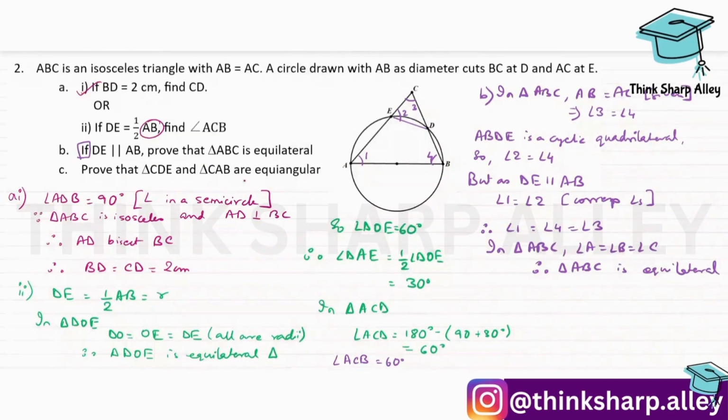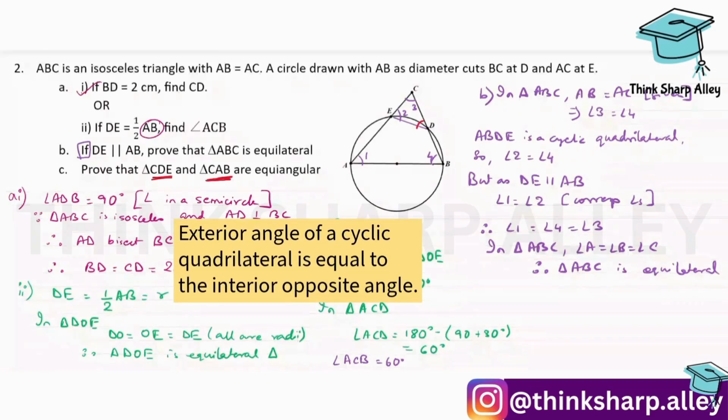Now for the last question, we have to show that triangle CDE and triangle CAB are equiangular. So no parallel lines are given, and hence I have deleted DE parallel to AB that I had marked in the diagram. But we still need the angles that we have marked over here. Angle D is not marked. Okay, let's mark it. Now I'll use the same theorem of cyclic quadrilaterals, that the exterior angle of a cyclic quadrilateral is equal to the interior opposite angle.